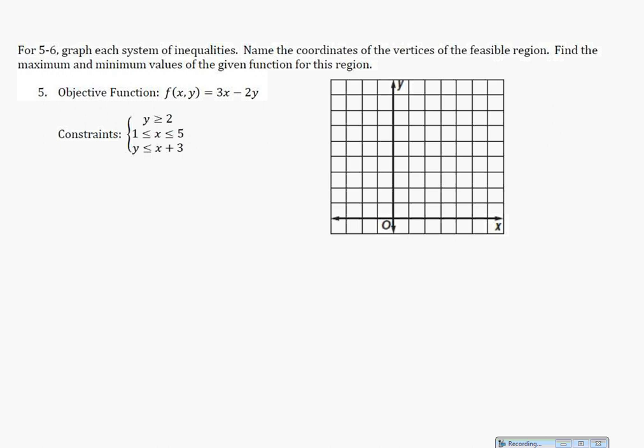So if we've got this set of data, y greater than or equal to 2, x is going to be between 1 and 5, and then y equals x plus 3. So we want to look at that data, and then we want to find the maximum and the minimum for those. All right, so y greater than or equal to 2. So here's 2. So it's going to be a solid line. Greater than means I'm going up.